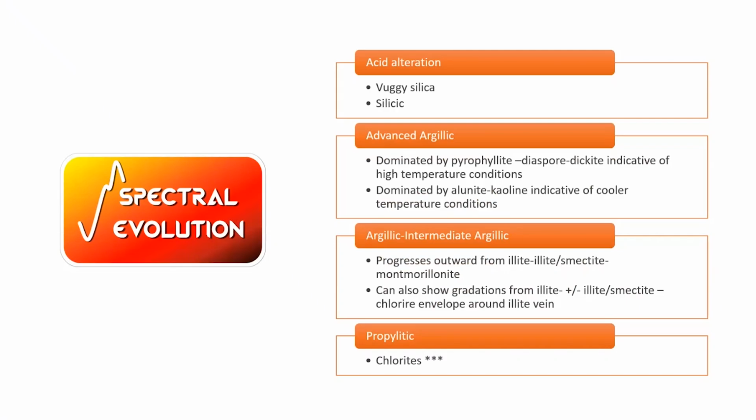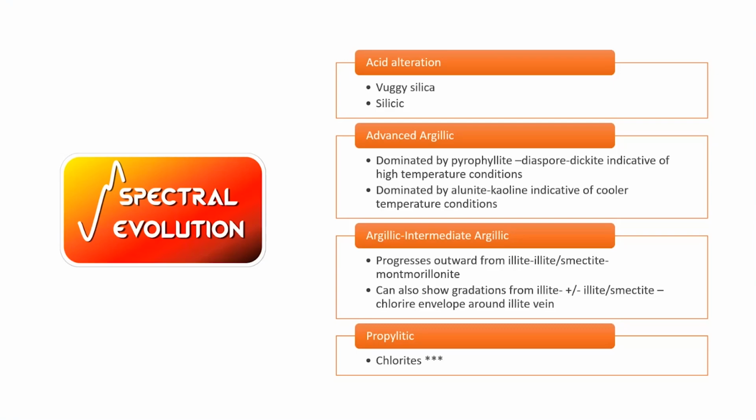So here we're looking at the major alteration styles. Starting with acid alteration, this is typically the most intense style, and includes vuggy silica and silicic zones. These form through aggressive acid leaching, where most primary minerals are removed, leaving behind a residual silica framework. Moving into advanced argillic alteration, we see strong mineralogical zoning, controlled largely by temperature.